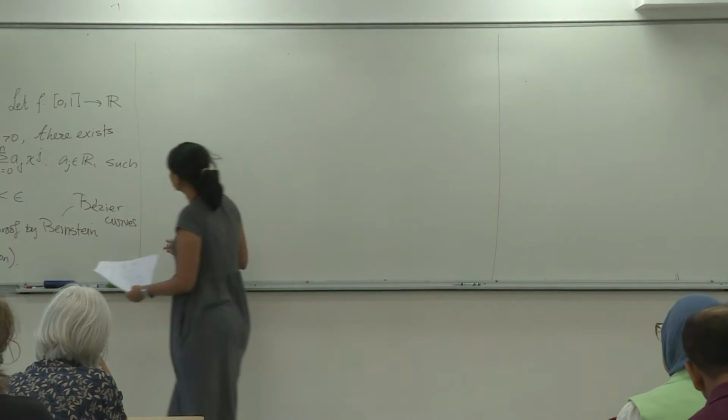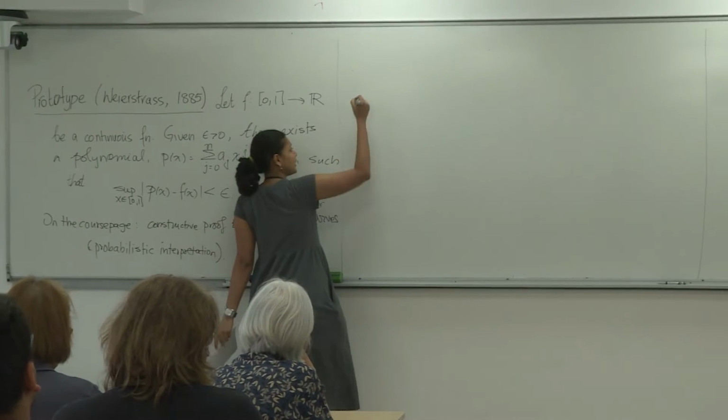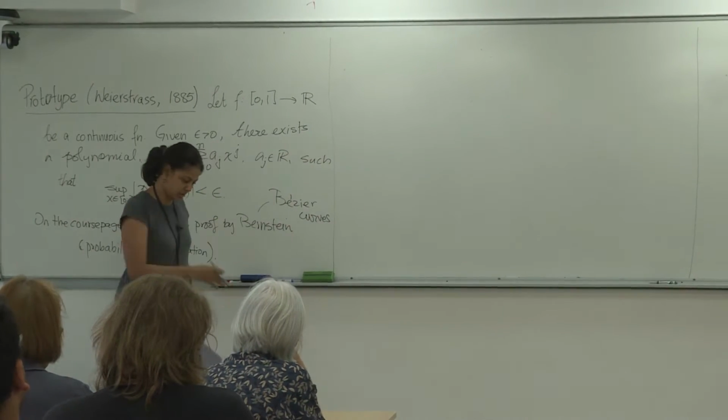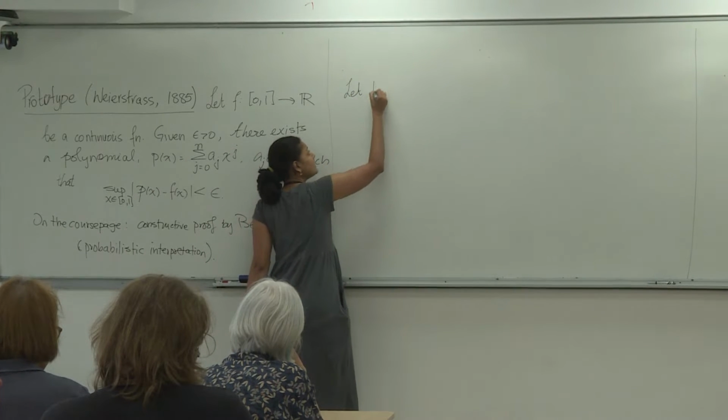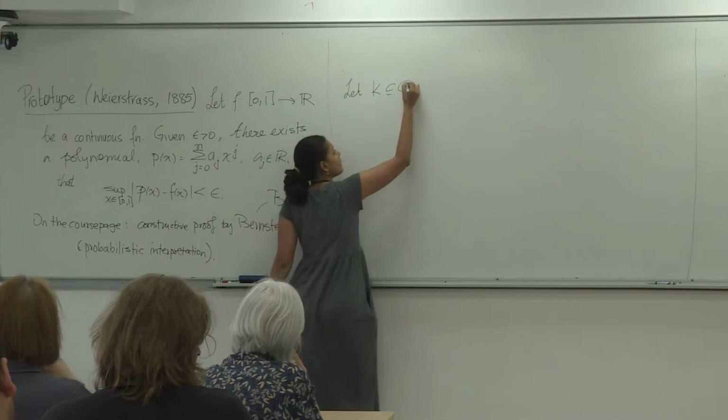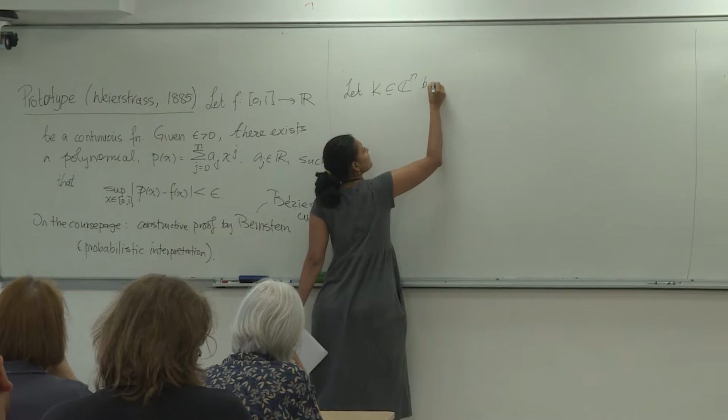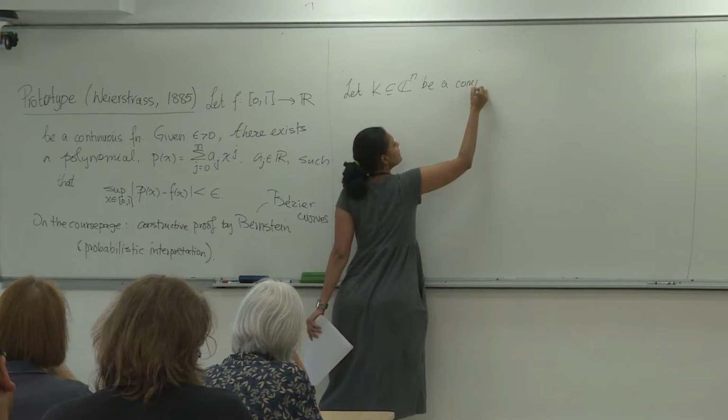All right, so what are we going to do? For us, we are interested in heading towards complex analysis. So for us, the underlying set will be some compact subset of C^n.